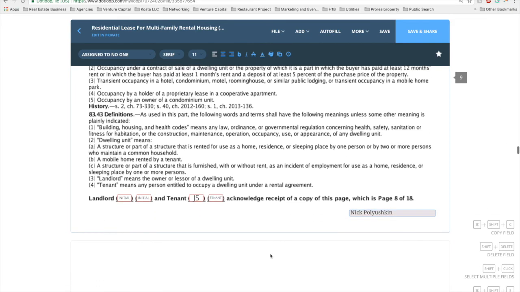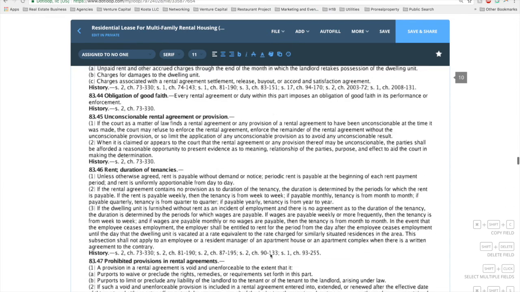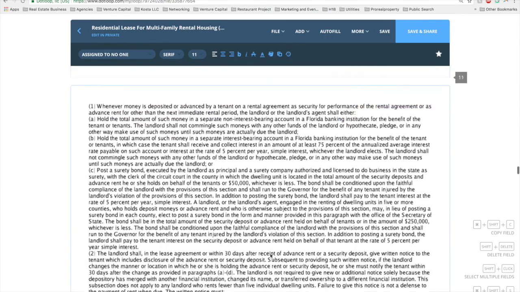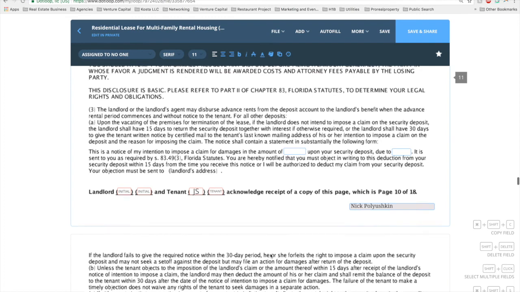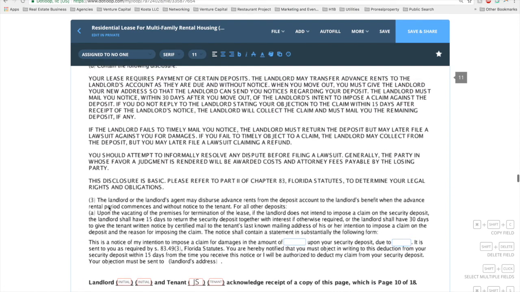Then page 8 is all standard, please read it on your own. Page 9 standard. Page 10. The landlord or the landlord agent may disburse advance rents from the deposit account to the landlord's benefit when the advance rental period commences and without notice to the tenant.